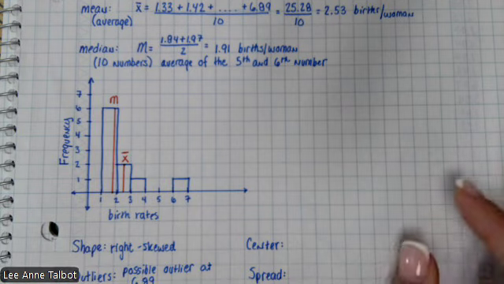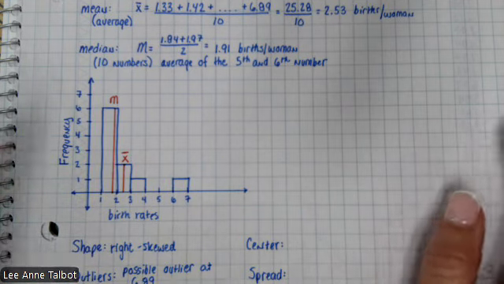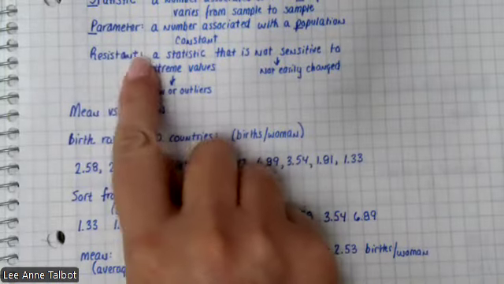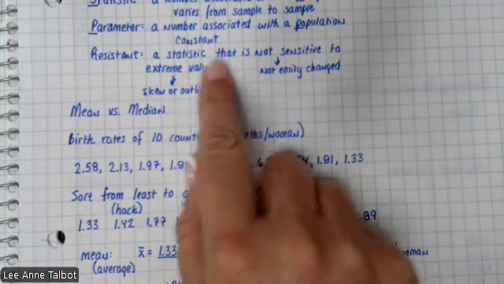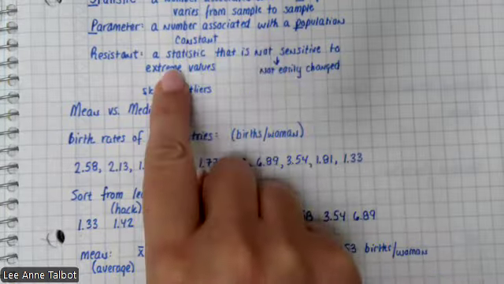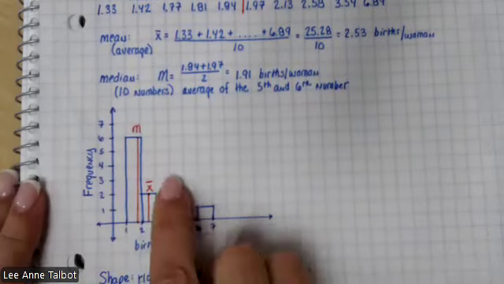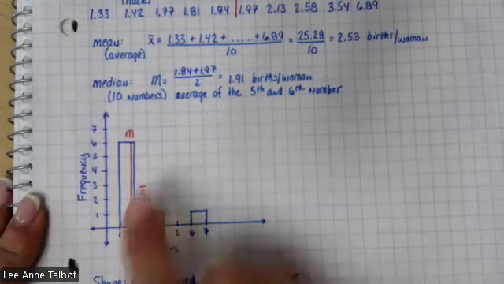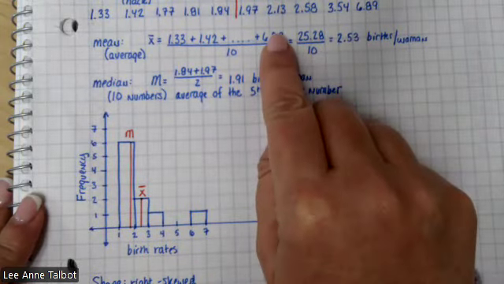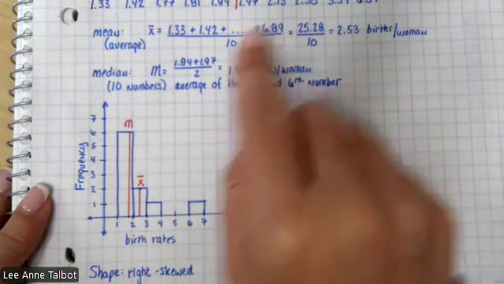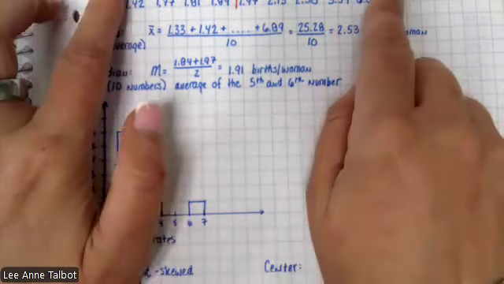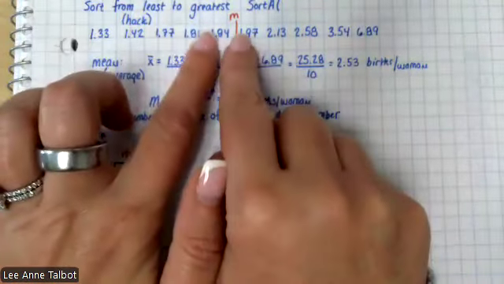And we want to refer back to the vocab word that we learned at the beginning, resistant, a statistic that is not sensitive to extreme values. The mean is sensitive to extreme values because you use the extreme values in the calculation. The median is not because it just got crossed out when I came into the median.